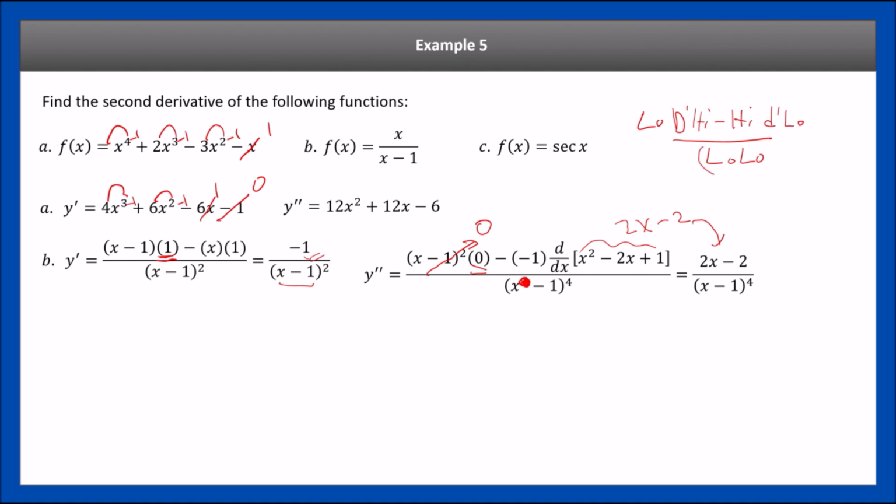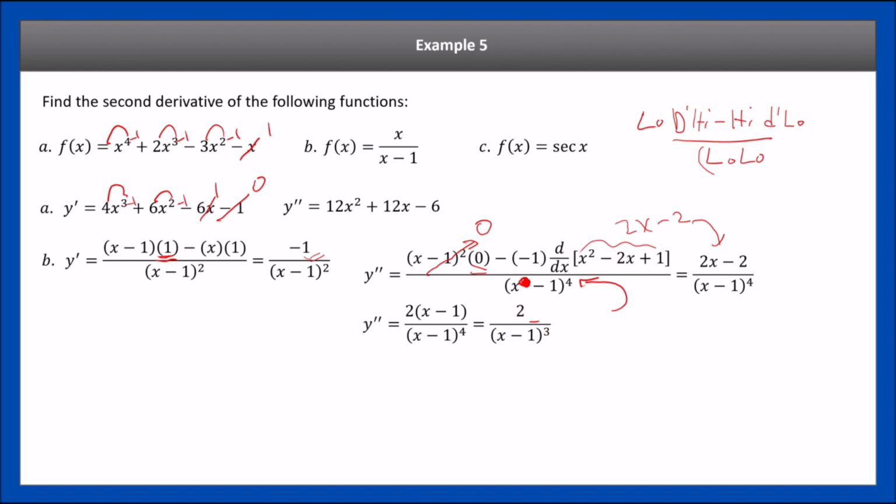So this is just to the second power, but this is already to the second power. So when I do this to the second power, it's x minus 1 to the second power raised to the second power, which turns into the fourth power. Okay, so that's why I have to the fourth power there. All right, so hopefully that clears that up. So that's the second derivative for the first one.